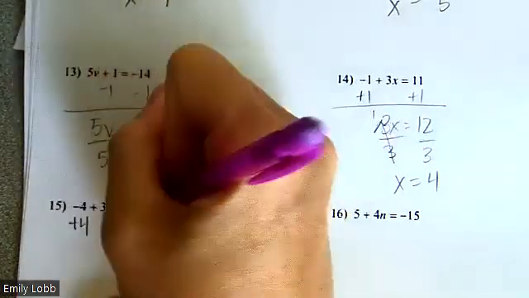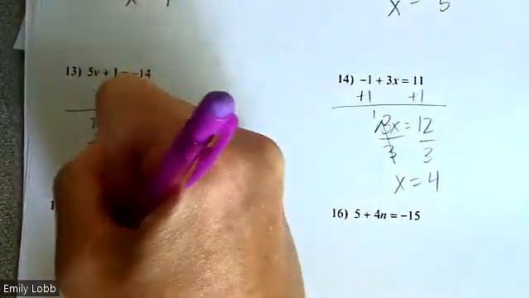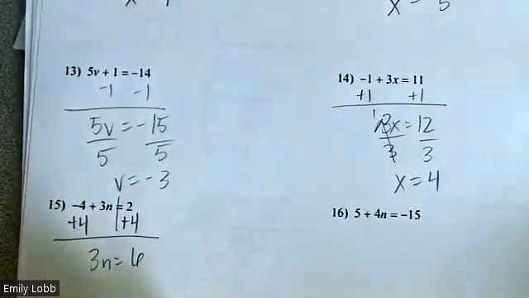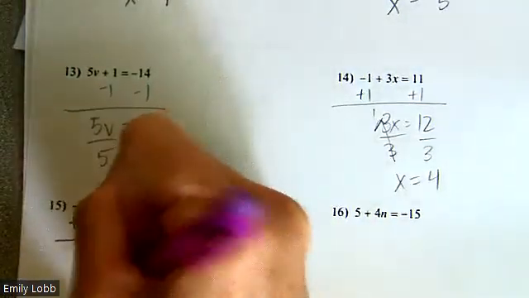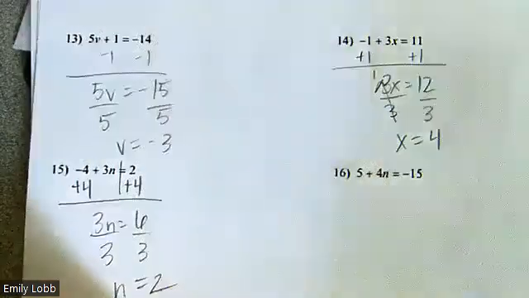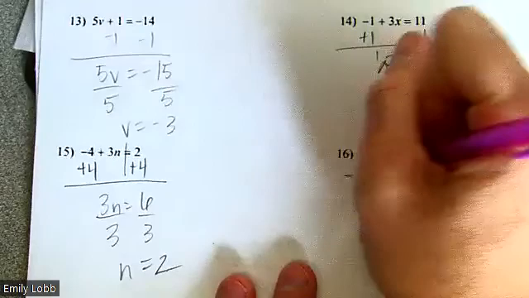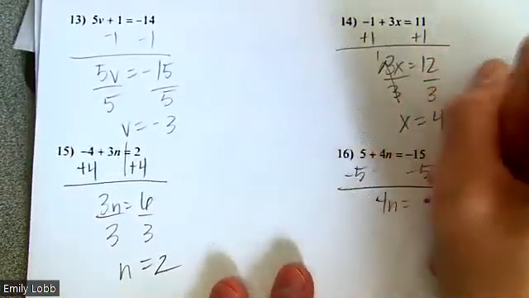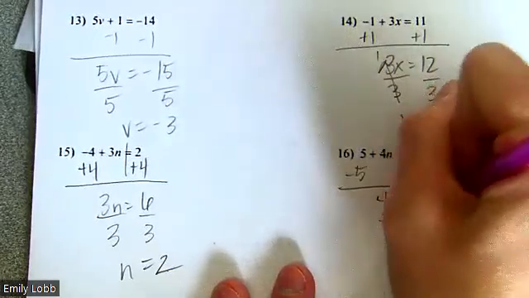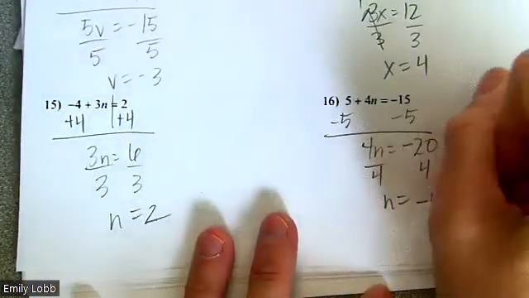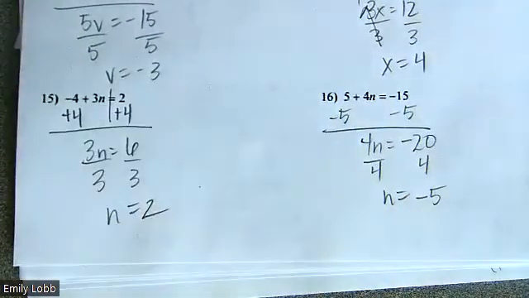Adding 4, we have 3n equals 6. Make sure whatever you do to one side of your equal sign, you're doing to the other. Divide by 3 on both sides of my equal sign, n equals 2. Subtract 5 from both sides. So 4n equals negative 20. Divide by 4. N equals negative 5. Any questions on number 10?